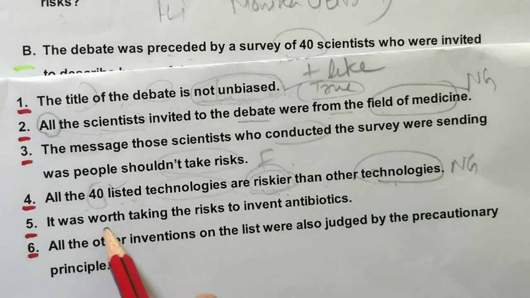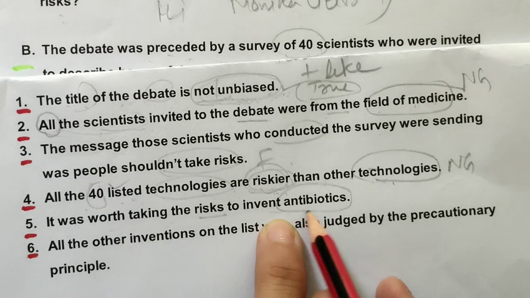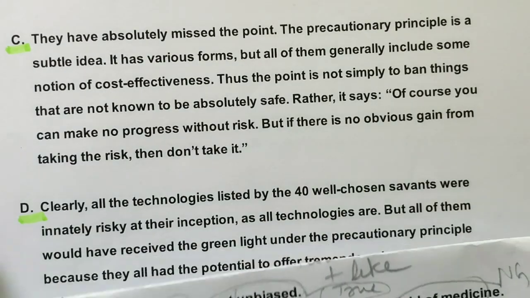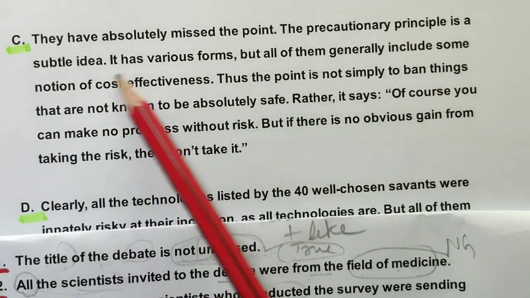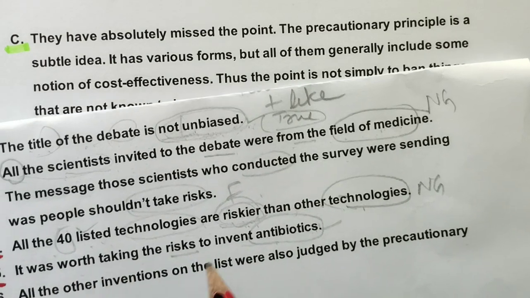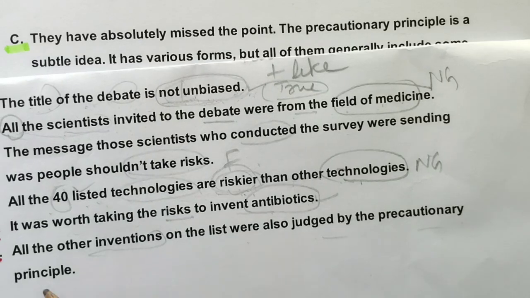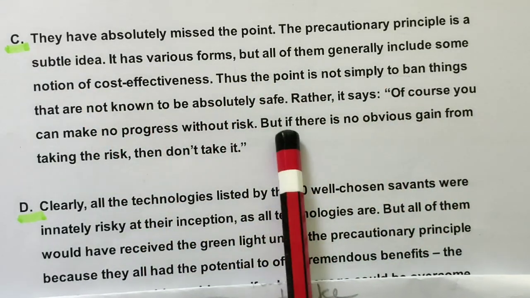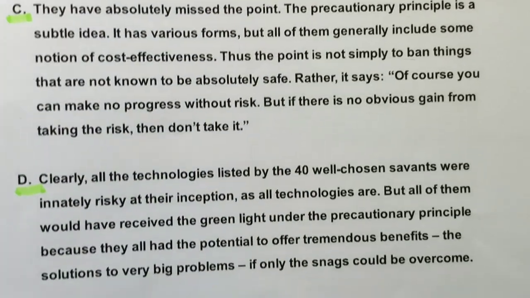It was worth taking the risk to invent antibiotics. Okay, now this is the keyword. We will look for this word first. Now I have opened this paragraph C. I'm looking for antibiotics, risk to invent antibiotics. It was worth. Okay, next one is all other inventions on the list judged by the precautionary principle. Okay, antibiotics, definitely this will be the same word. No, C is not having any antibiotics word.